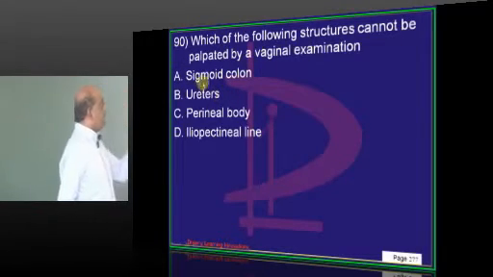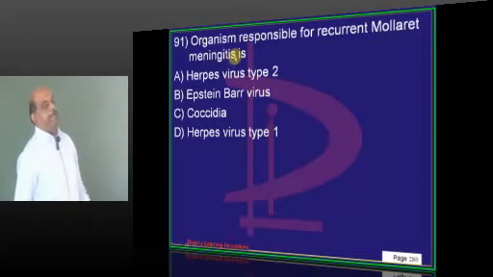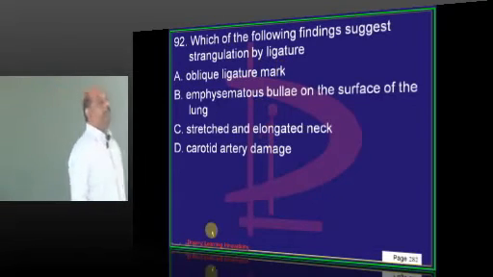Vaginal examination which cannot be done, I think this is a repeat in the same paper, sorry. Recurrent Mollaret meningitis. HSV type 2. Beautiful question, doctor.